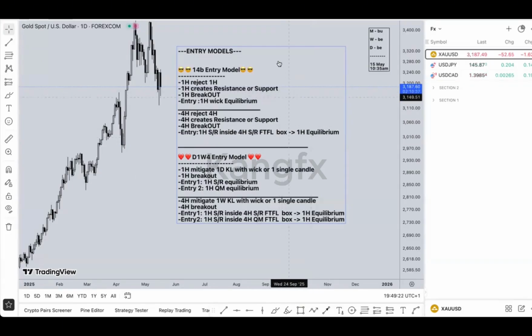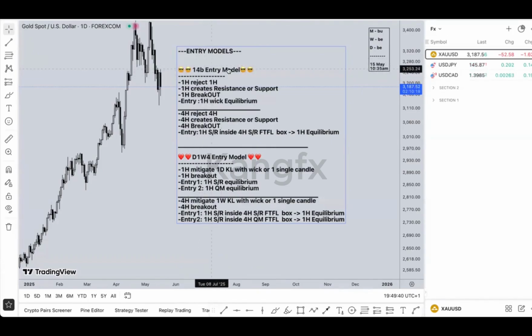We have different entry models, and the first one we learned was entry model 1, which is named 14B entry. The 14B there means 1 hour, 4 hour breakout. That's why it's called 14B. Yeah, I gave it that name.